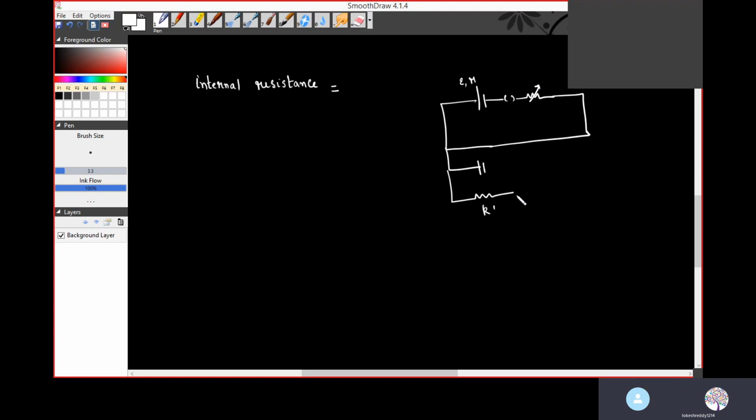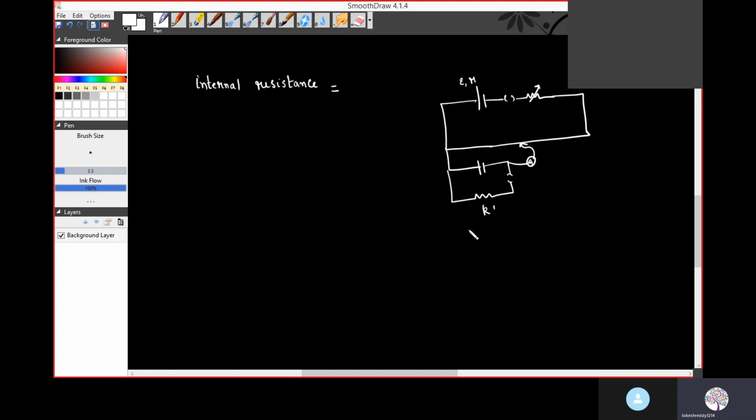Let us call that R dash. You just have a key here. Then you have a galvanometer connected to a jockey. This is the secondary circuit and this is the primary circuit. In the secondary circuit, you keep that K dash open.